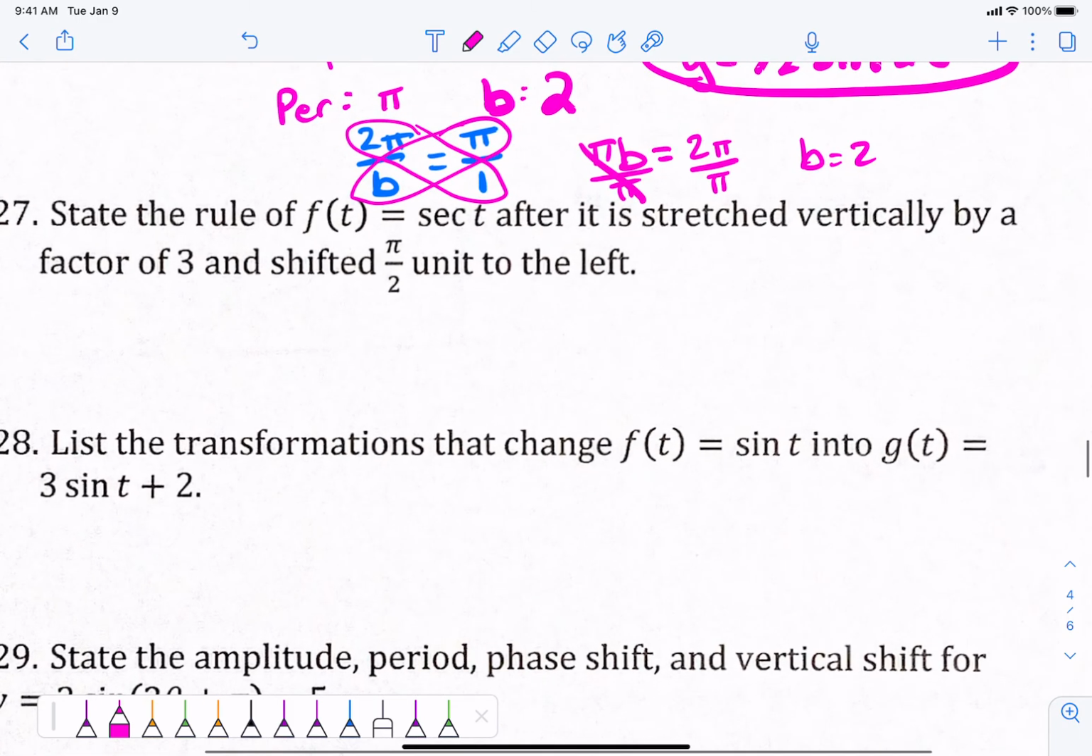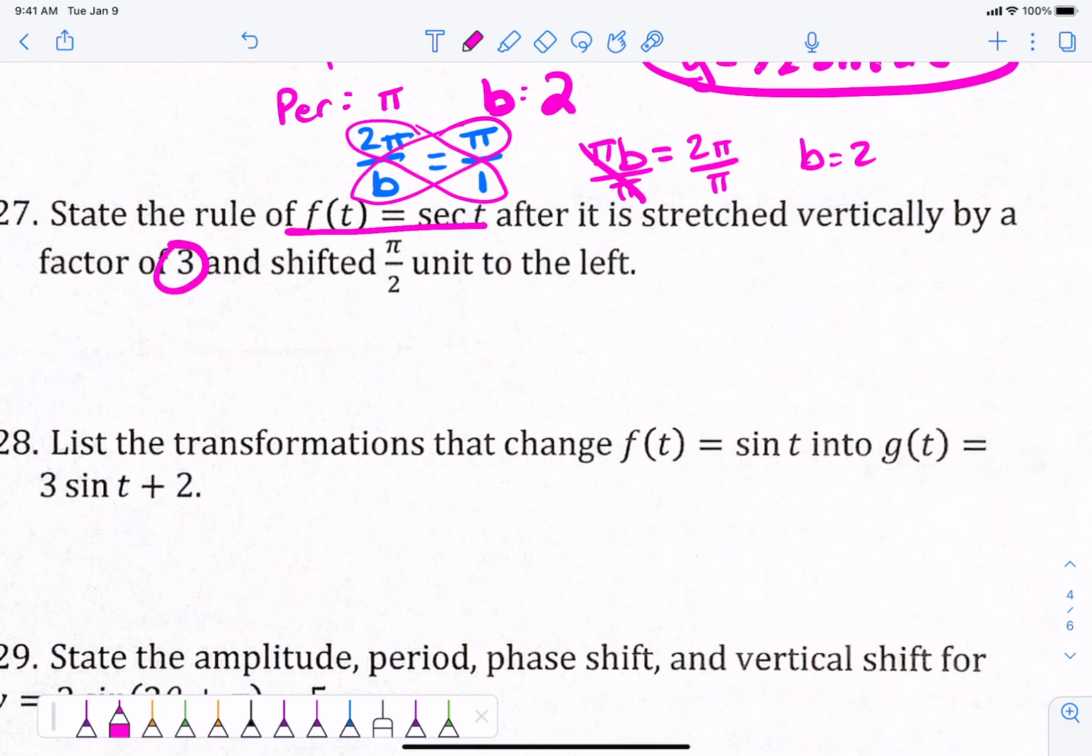State the rule of secant if we are stretching vertically by a factor of 3 and shifting pi over 2 units to the left. Okay, so we could label this as A, B, C, D if that helps, or we can just slap it into the function. Like, what is stretching vertically by a factor of 3? Where does that 3 go?